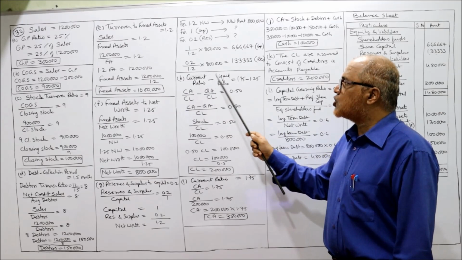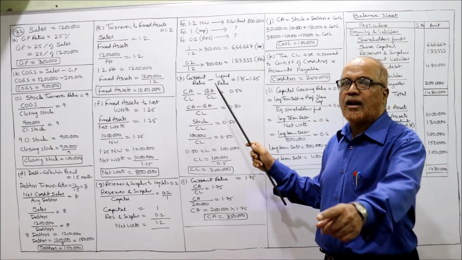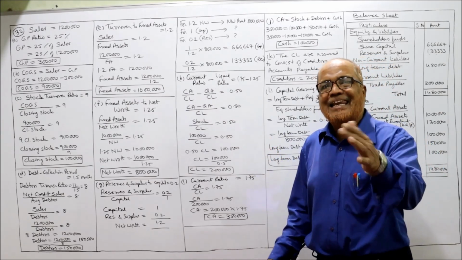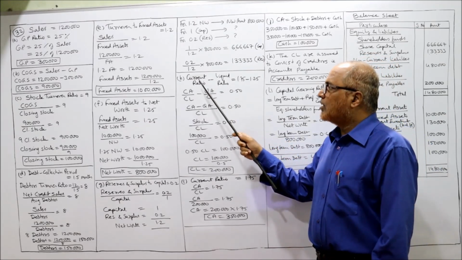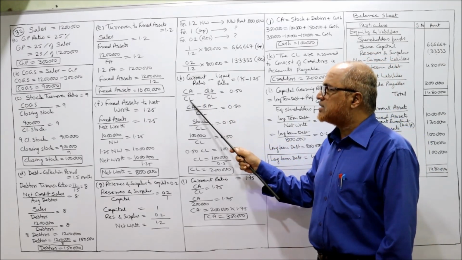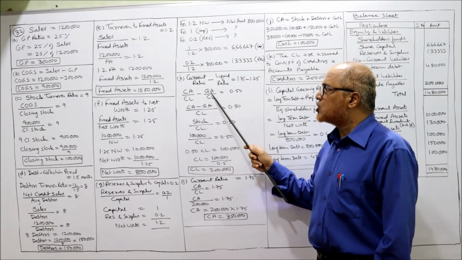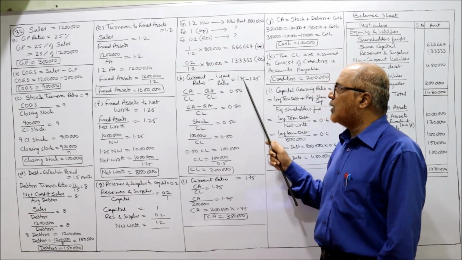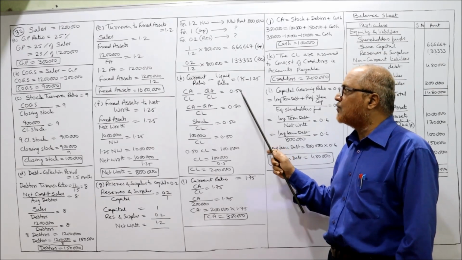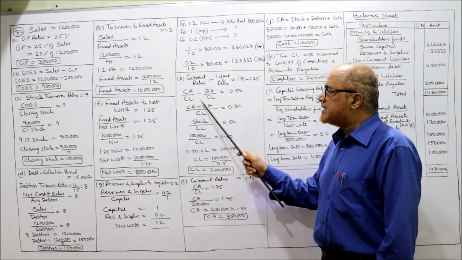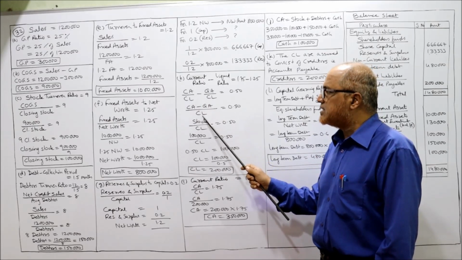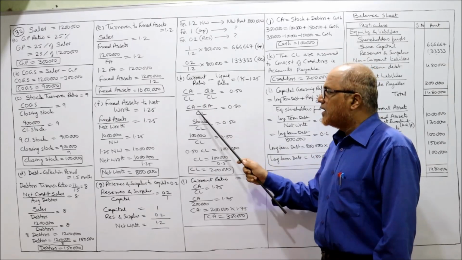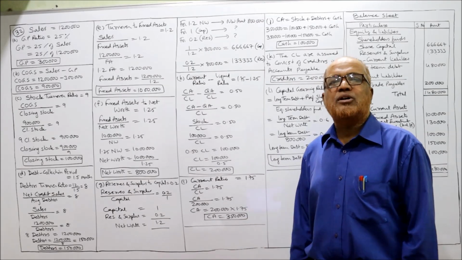Next is current ratio minus liquid ratio. Current ratio is given 1.75. Liquid ratio is given 1.25. So I am subtracting. So what is the formula for current ratio? CA by CL. What is the formula for liquid ratio? QA by CL. So CA by CL minus QA by CL is equal to 1.75 minus 1.25, 0.5. I'll take the LCM here. LCM is CL. Numerator CA minus QA by CL is equal to 0.5. CA minus QA is nothing but stock.